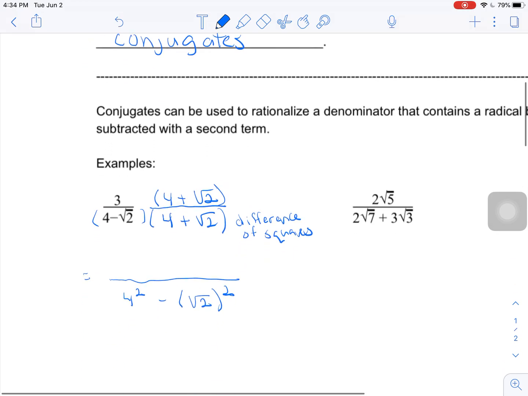Now on the top, I have 3 times 4 plus the square root of 2. I'm going to have to use some distributive property for that, because I have one number times a sum.